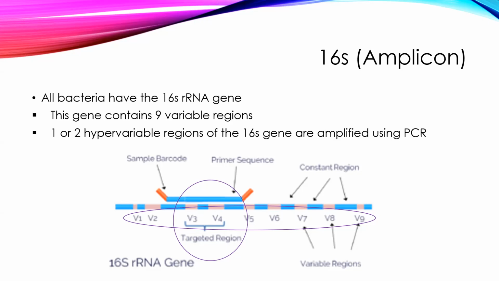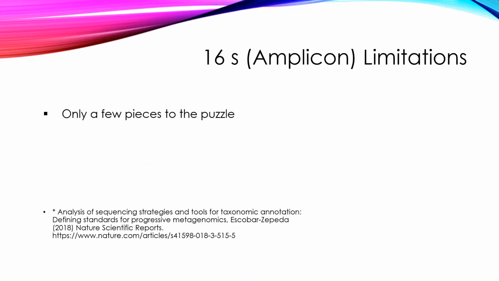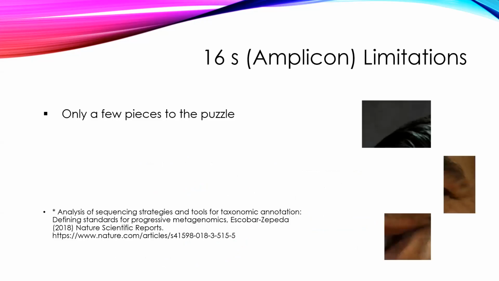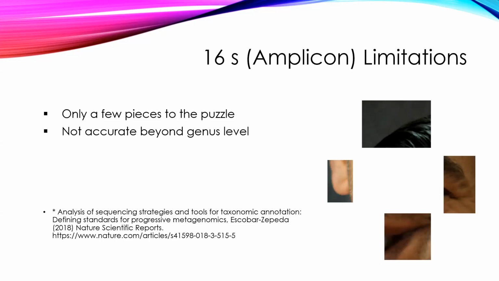So, as I mentioned, this gene shows 2 of the regions that 16S amplifies. However, whole genome sequencing will look at all 9. So there are some limitations. You only get a few pieces to the puzzle. So let's take a look at these images here. We can tell that this is a person. They have dark hair. We can see some facial hair here. So this could be a man, but we don't know a lot of details. Now 16S is similar. It only gives us a few pieces of the puzzle.